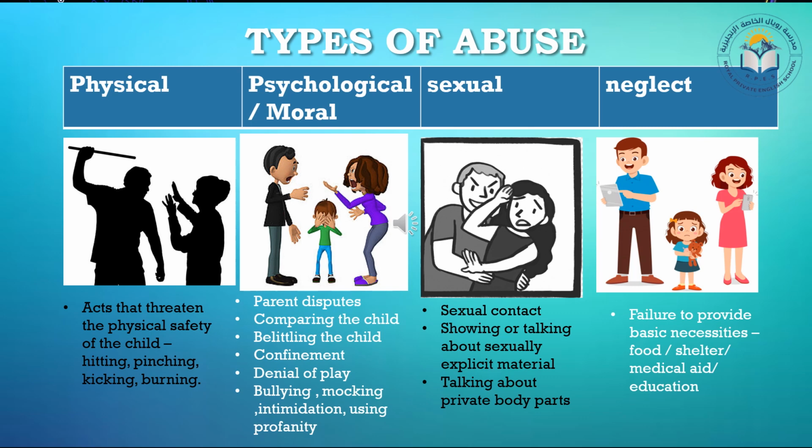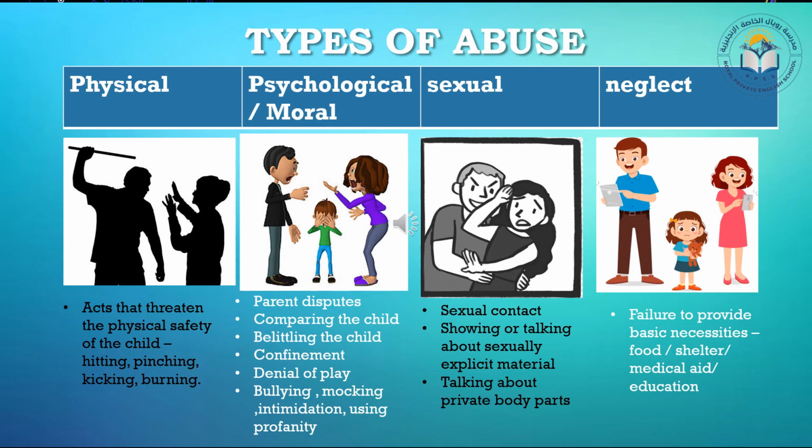Recognizing and understanding the different types of abuse is crucial for creating awareness and taking appropriate action. Physical abuse involves acts that threaten the physical safety and well-being of a child. It manifests through the use of force that results in bodily harm or injury. Examples of physical abuse: acts that threaten the physical safety of the child, hitting, pinching, kicking, burning, etc.